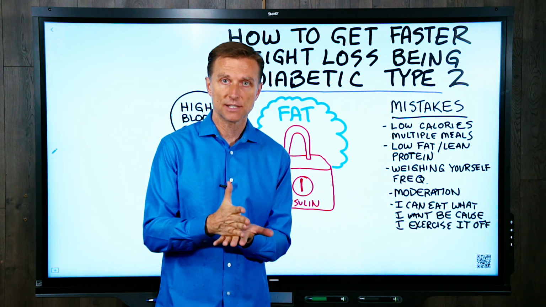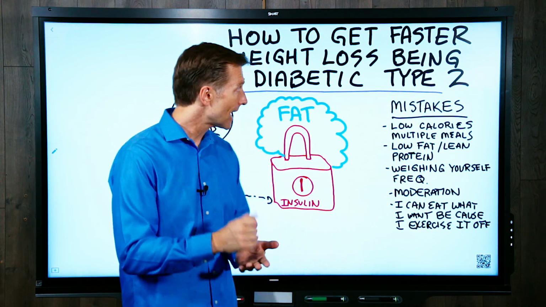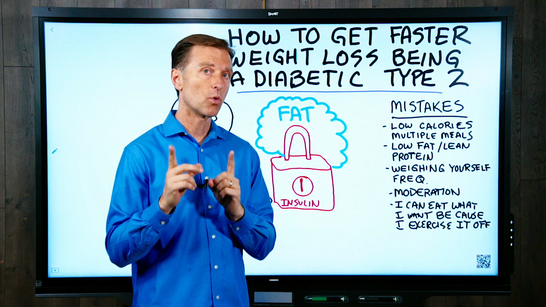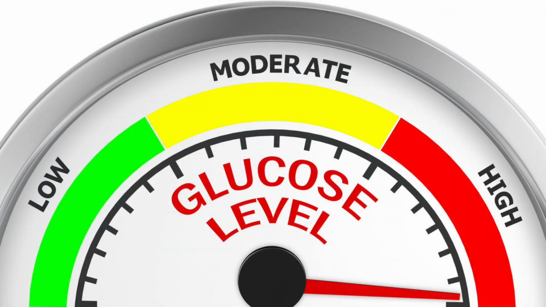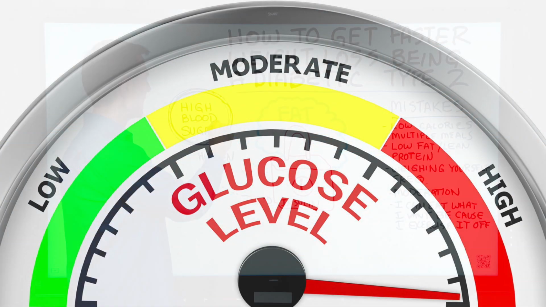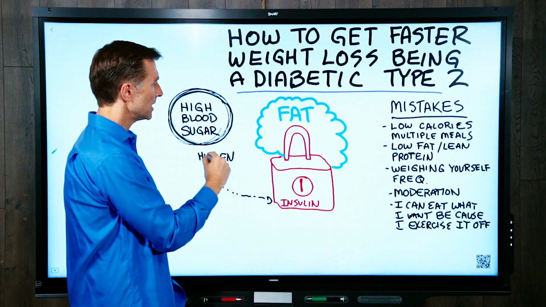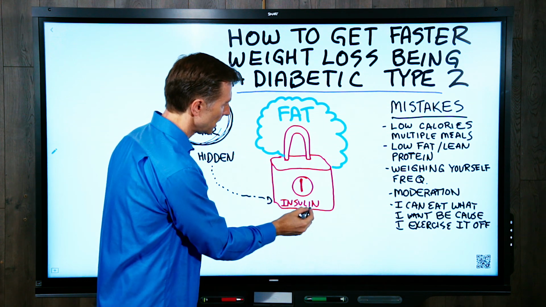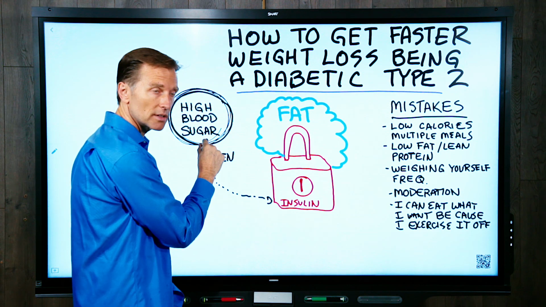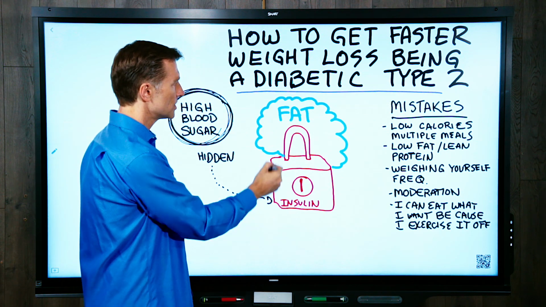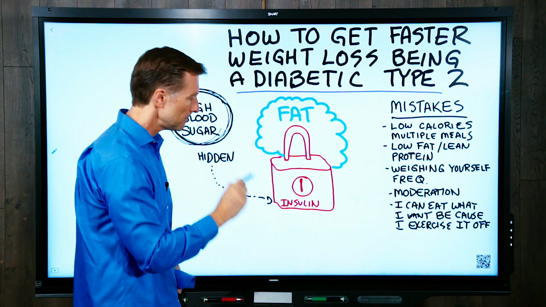So if you have diabetes type 2 and you want to lose weight a lot faster, this video is for you, okay? What is type 2 diabetes? It's a condition where you have high blood glucose. And all this sugar is then being triggered by this hormone right here, insulin. Insulin responds to the extra sugar, and it's going to put this in storage as fat, okay?